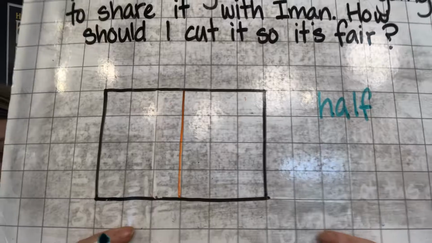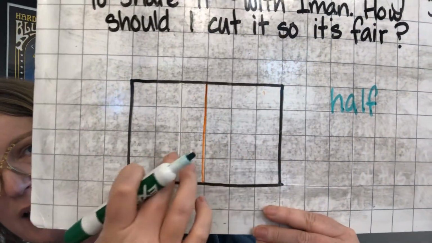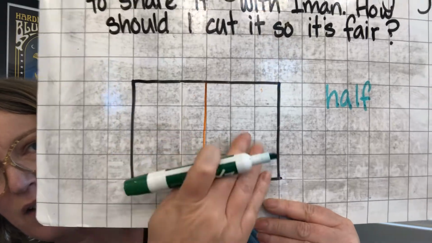H-A-L-F, half. This is 1/2 and this is 1/2. We have 2 halves right here. Iman's gonna eat this half and I'm gonna eat this half. And we're gonna love it.